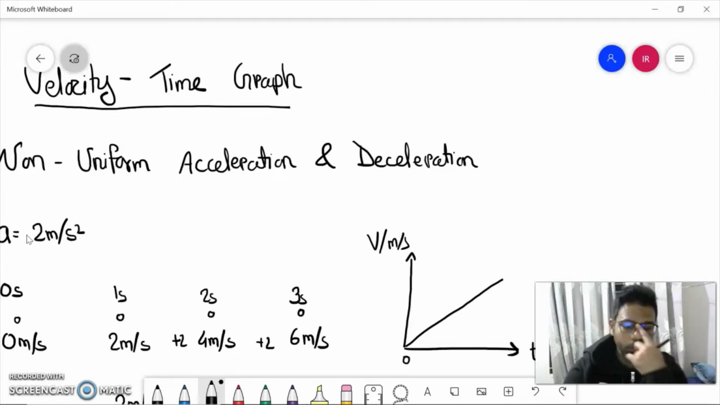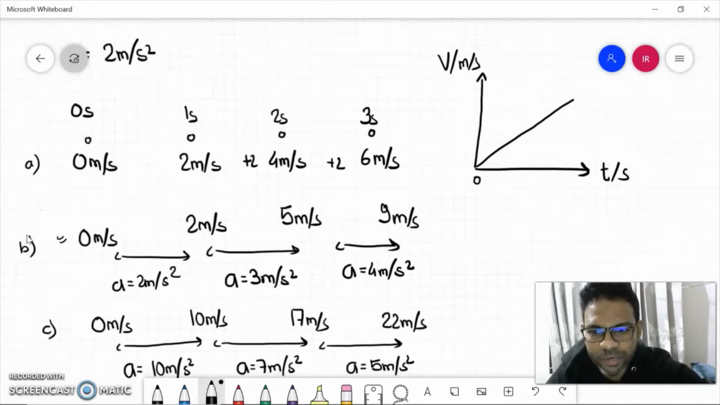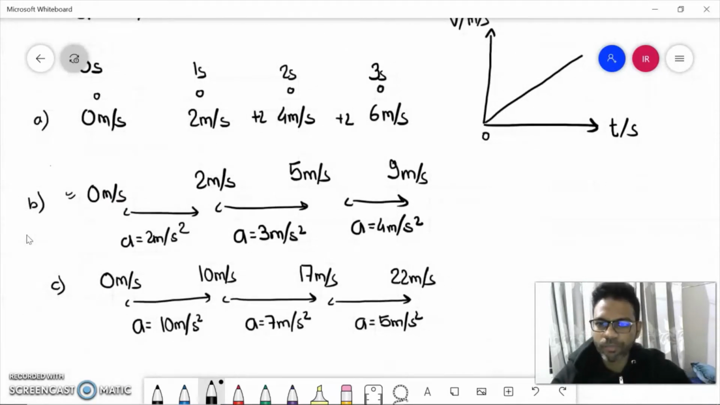Now, in practical cases, you might not always have uniform acceleration. You might have cases where the acceleration will vary. Acceleration might not be constant, right? And how do we solve problems related to that? How do we draw the graph in those situations? So let's take another scenario. We'll actually have 2 more scenarios where the accelerations are not uniform.